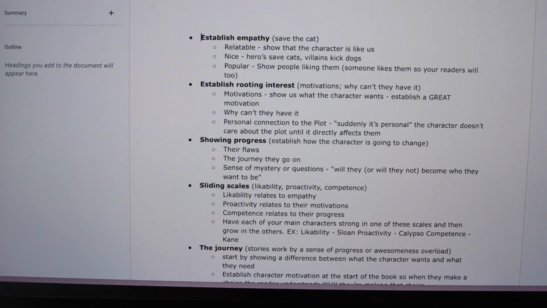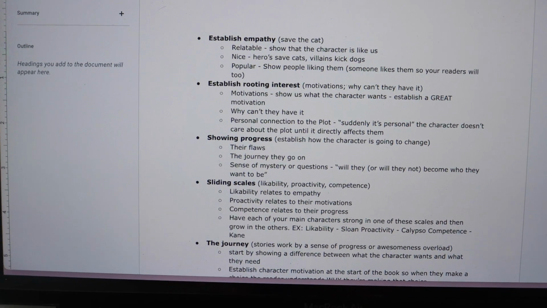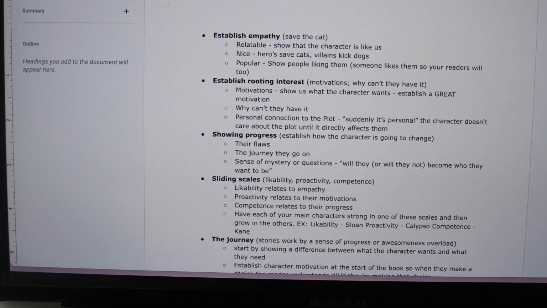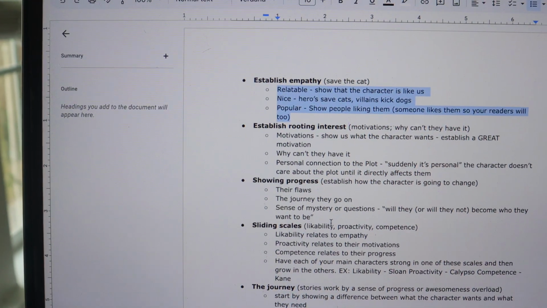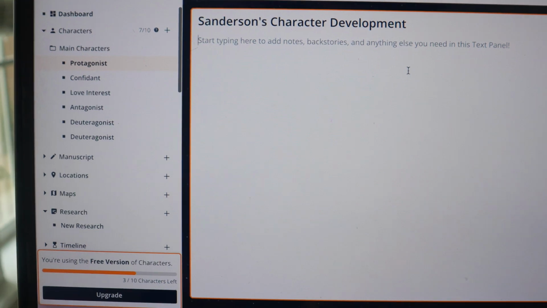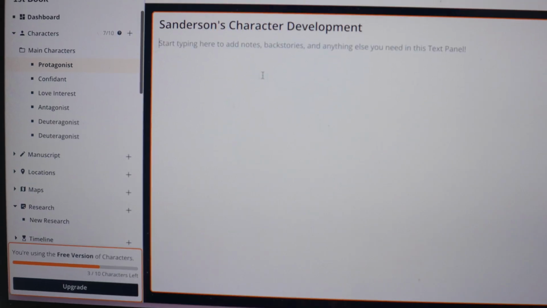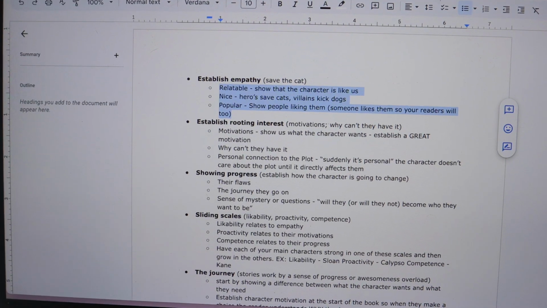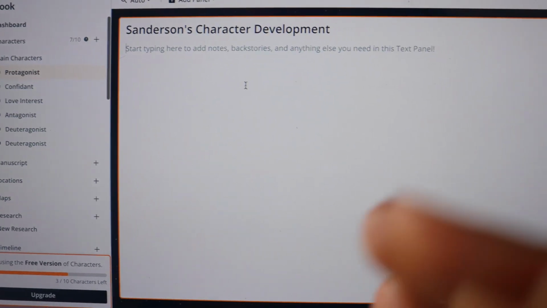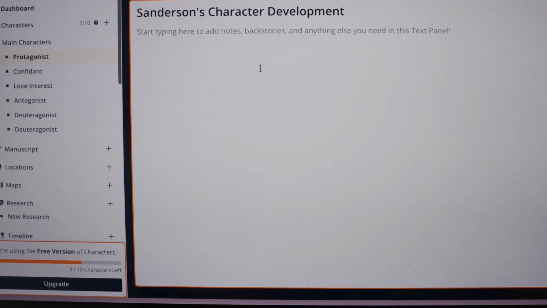Okay, so these are basically my notes, or how I broke down the Brandon Sanderson character development video. Now this is all just in a Google Doc. So what I'm going to do is go over here to my campfire, and this is a page that I added. I'm going to put all this information here and flesh it out for my protagonist, and I'm only going to do this for my protagonist.